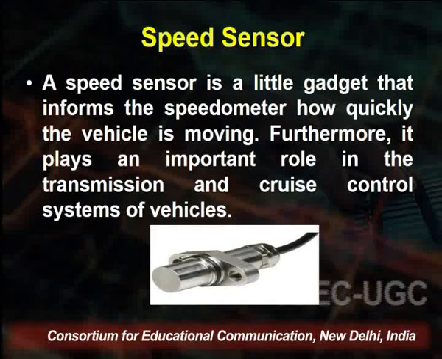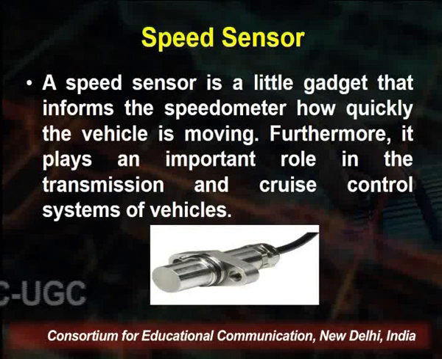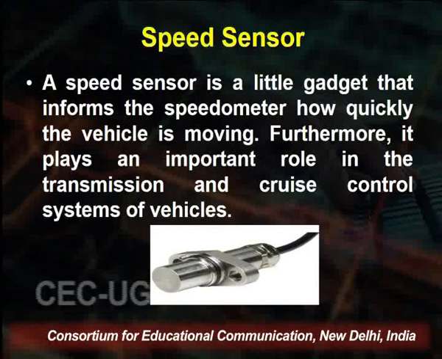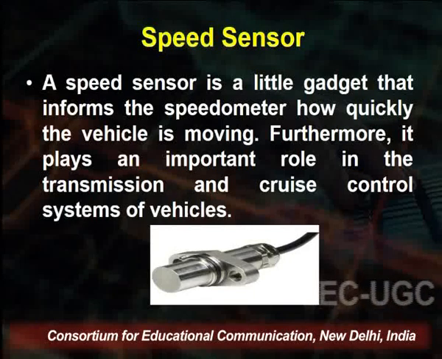Next is the speed sensor that can detect speed. A speed sensor is a little gadget that informs the speedometer how quickly the vehicle is moving. Speed detection can be used in traffic, and it furthermore plays an important role in the transmission and cruise control system of the vehicle.